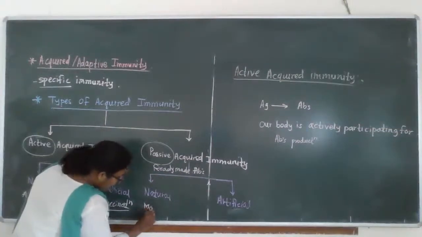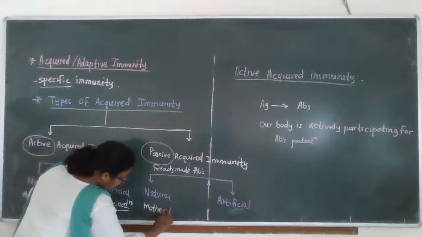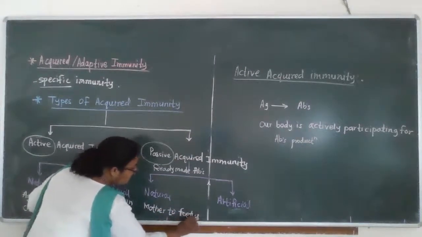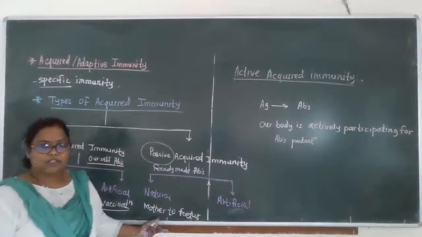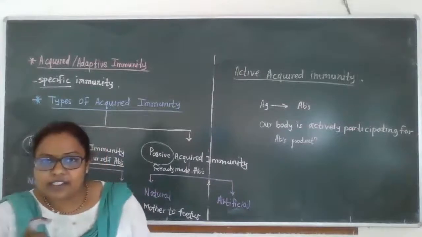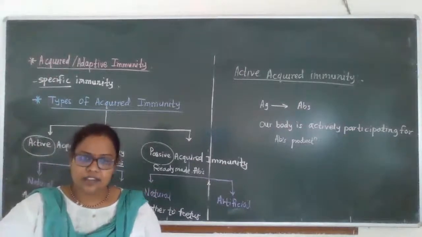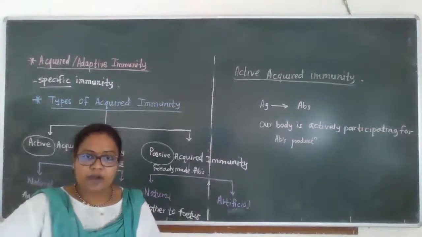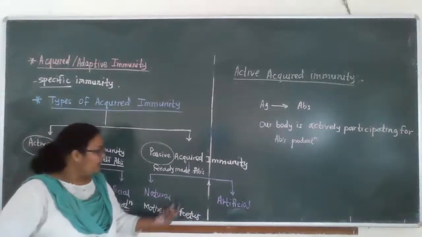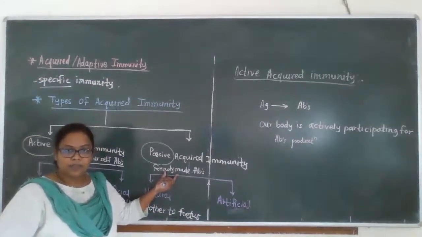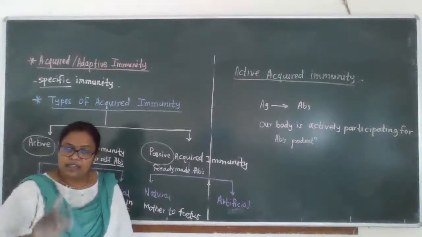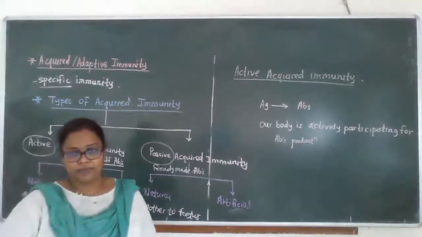to her fetus, mother to fetus, via transplacental transmission, via placenta. When the baby is in the womb of the mother, at that time the antibodies cross via the placenta and enter into the fetus, right? Ready-made antibodies taken from mother to the fetus. Then another one, after birth.